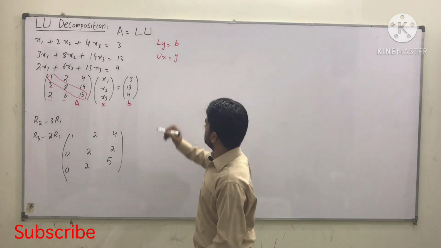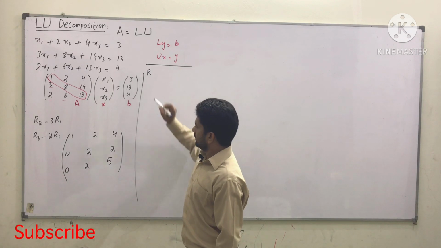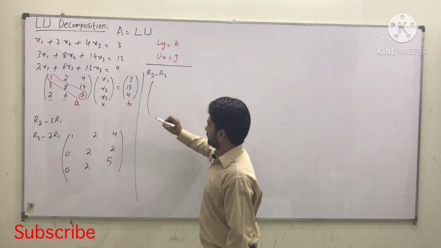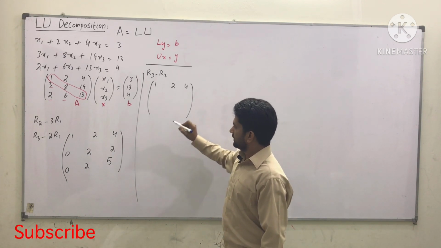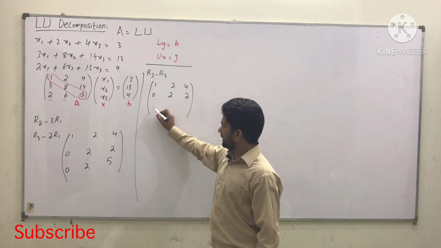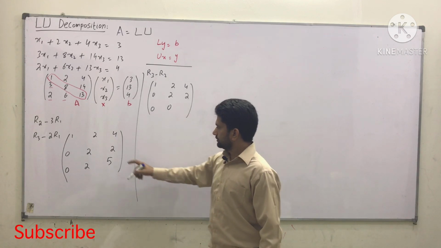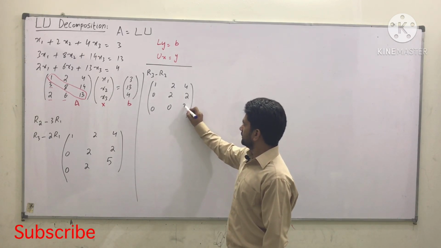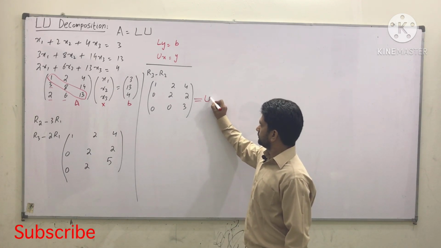So the operation will be R3 minus R2. So we have the first row same as it is, the second row stays the same, and here we have 0 and this 2 minus 2 will be 0, then we have 5 minus 2 which is 3. Now this matrix is our U.